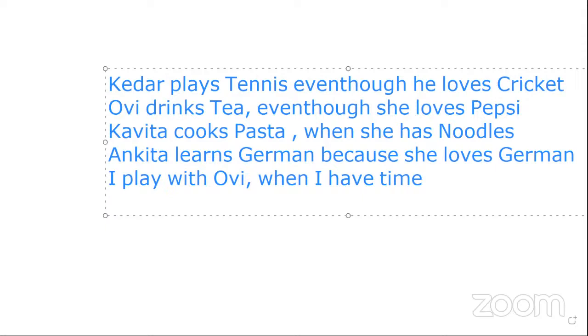Third sentence. Kavita cooks pasta when she has noodles. Kavita kocht pasta, wenn sie noodle hat. Very good. Very nice. I liked it. And fourth, Ankita learns German because she loves German. The German sentence will be Ankita lernt Deutsch, weil sie Deutsch liebt. Very nice. The last one, I play with Ovi when I have time. The answer, ich spiele mit Ovi, wenn ich Zeit habe.